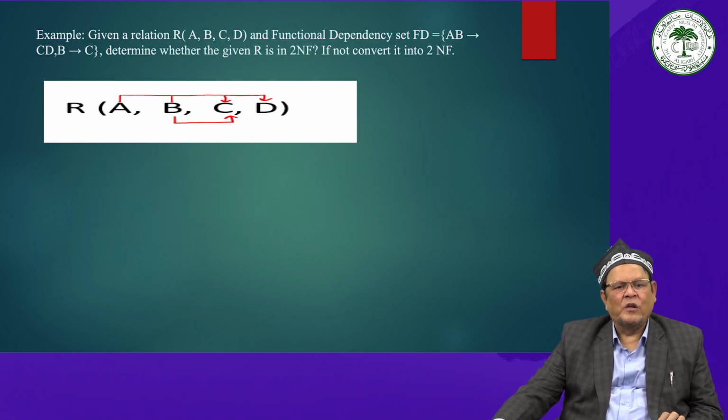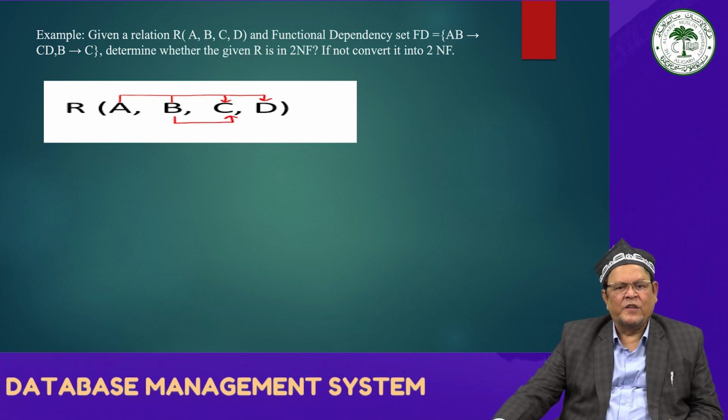Let's take an example you can see on the screen. The given relation R contains attributes A, B, C, and D.